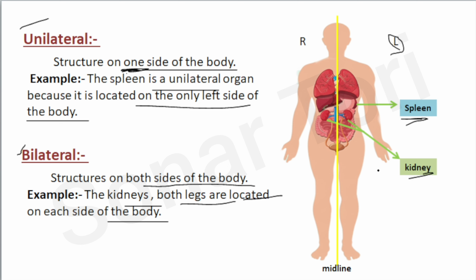But the kidney and legs are present on both sides of the body. Right kidney, right leg, left leg. So the kidney and both legs are bilateral organs of the body.